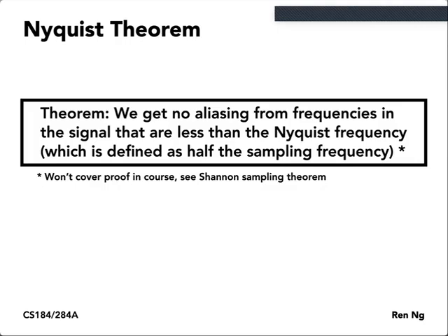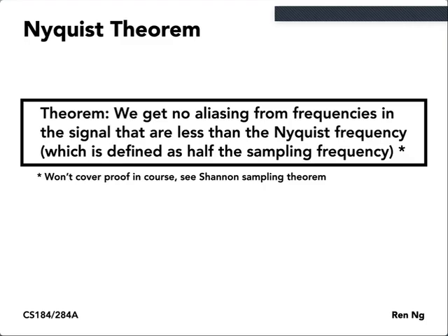Okay, there's a bit going on there. So let me say it again, and we're going to look at some examples. Again, we get no aliasing from frequencies in the signal that are less than the Nyquist frequency. What is the Nyquist frequency? It's just half the sampling frequency.